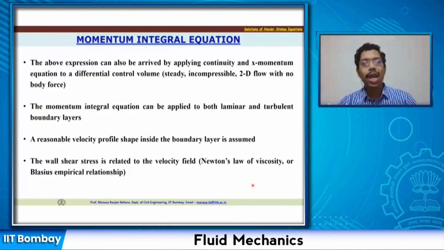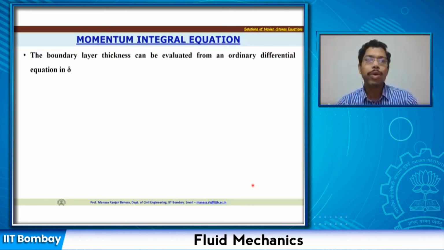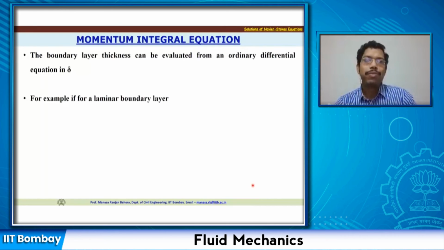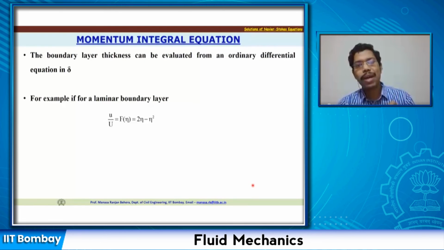Okay. The shear stress at the wall is related to the velocity field. So we can apply Newton's law of viscosity, or we can apply Blasius empirical relationship and find out the values of the shear stress. Okay. Now the boundary layer thickness can be evaluated from an ODE in terms of delta. Okay. And for example, if a laminar boundary layer is considered, we can write u by U as a function of eta, and we can write the velocity profile, y by delta, u by U variation is 2 eta minus eta square. Okay.